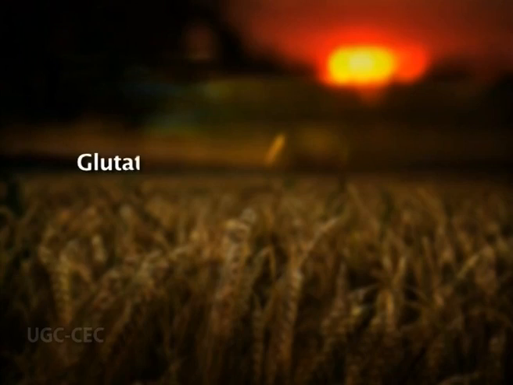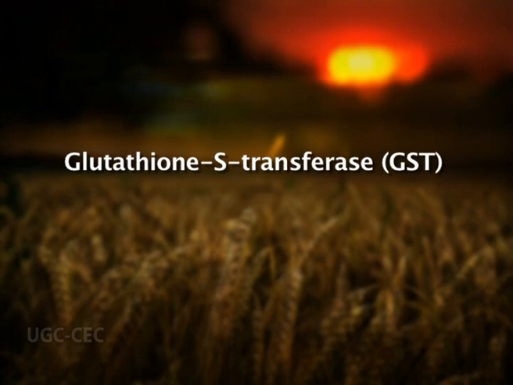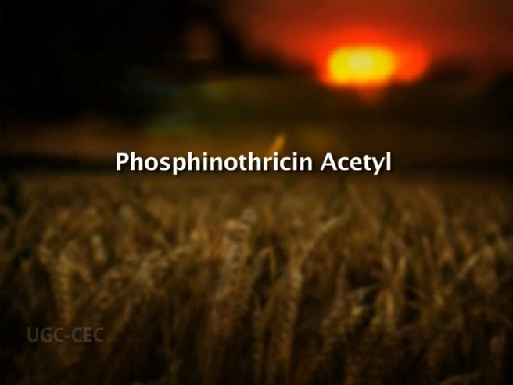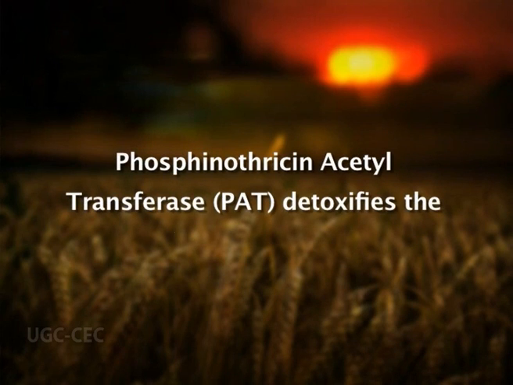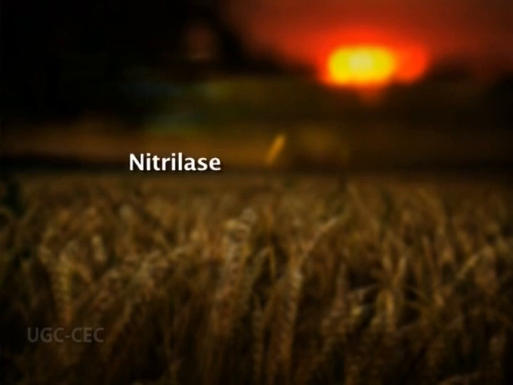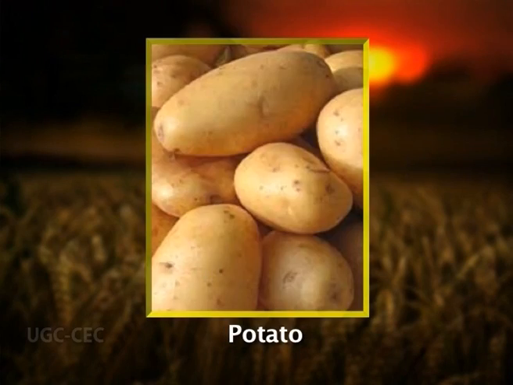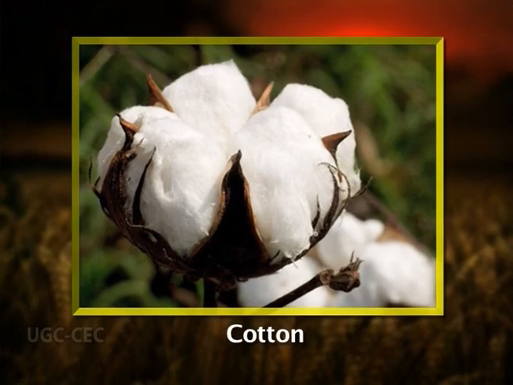Number 3 example is the enzyme glutathione S-transferase, which detoxifies the herbicide atrazine. Another enzyme, phosphinothricin acetyltransferase, detoxifies the herbicide phosphinothricin, while the enzyme nitrilase detoxifies the herbicide bromoxynil. By introducing these herbicide-resistant genes, transgenic plants have been produced in tomato, potato, soybean, cotton, etc.